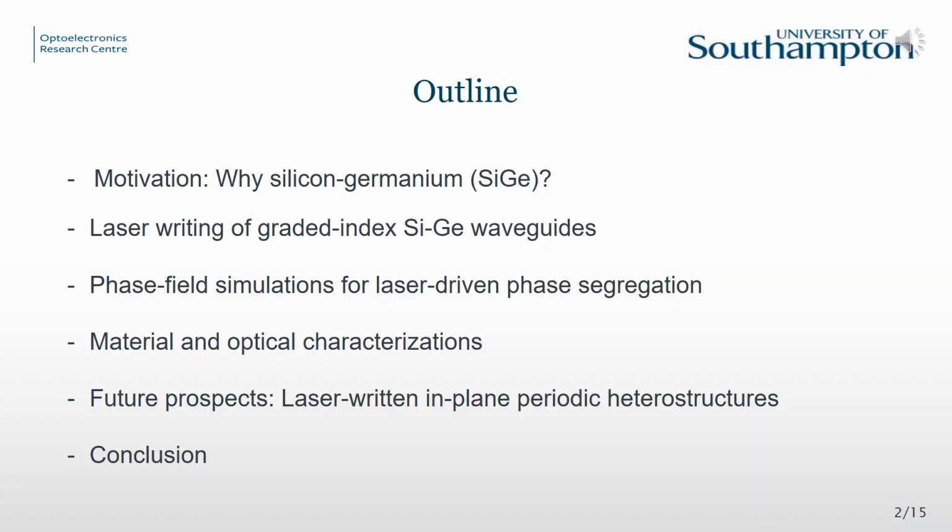Here is the outline of my talk. First, I will start explaining our motivation for this work and give a brief literature review about the current methods to fabricate silicon germanium waveguides on silicon platforms. Then I will show our results for direct laser writing of silicon germanium waveguides by phase segregation at different constant scan speeds. To give you a better insight into the laser-driven phase segregation, I will also discuss the results of our simulations. Later I will talk about material and optical characterizations of the laser-written silicon germanium waveguides, and I will conclude my talk.